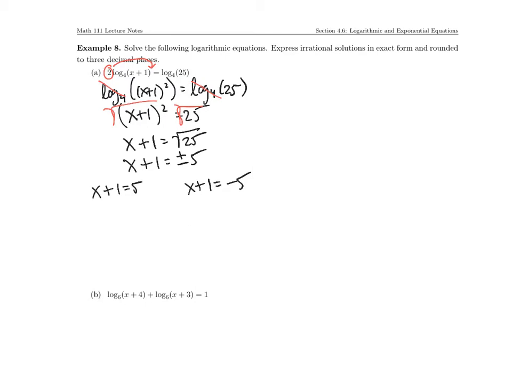So if I solve that first one and I subtract 1 on both sides, I get x is equal to 4. If I take that and plug it back in here, 4 plus 1 gives me 5. Okay, positive, we're good. If I try that with my other one, we get x is equal to negative 6. If I plug that negative 6 back in here, negative 6 plus 1, oh no, that's negative 5. You can't take the log of a negative number. So when I write out my solution set, I'm only going to put a 4 in here.